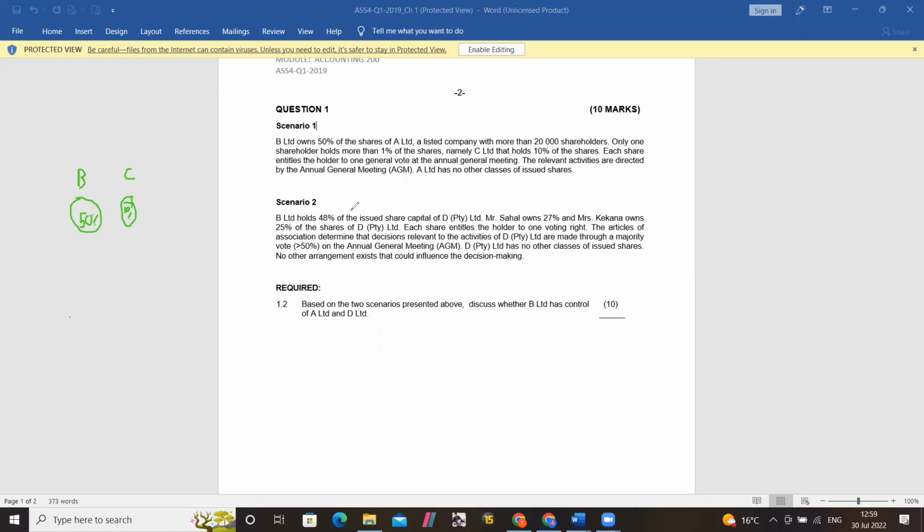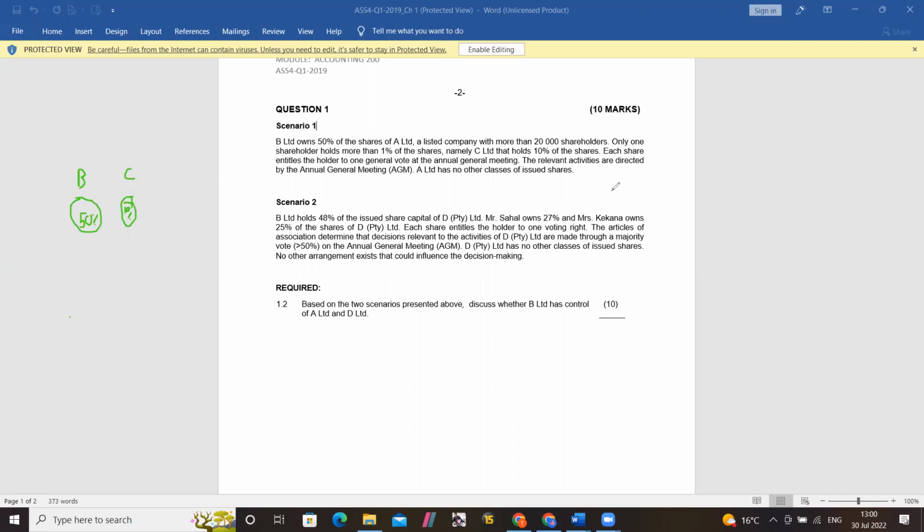So do you see? I said the first thing you have to ask yourself when you're doing control is whether it is a voting right situation or a complex arrangement. Now they're telling us that each holder is entitled to one vote at the general meeting, which means this is via voting rights. So you just need to know the percentage majority. And then it says the relevant activities are directed by the annual general meeting.